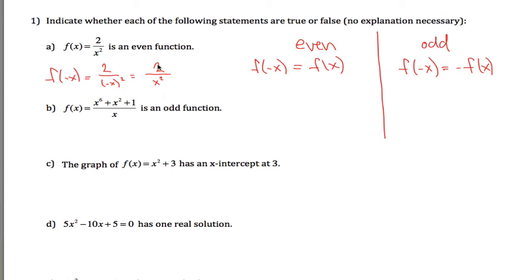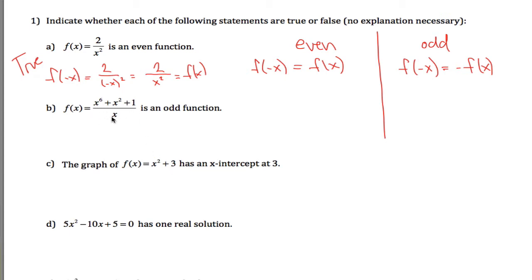And the point that I want to make here is 2 over x squared is the original problem here, right? It's f of x. So what I've just shown by doing some simplification is that f of negative x is the exact same as f of x. That is the criteria for a function being even. So true or false, this is an even function? That's very true.